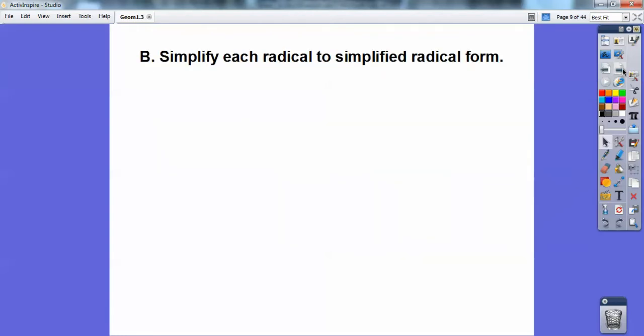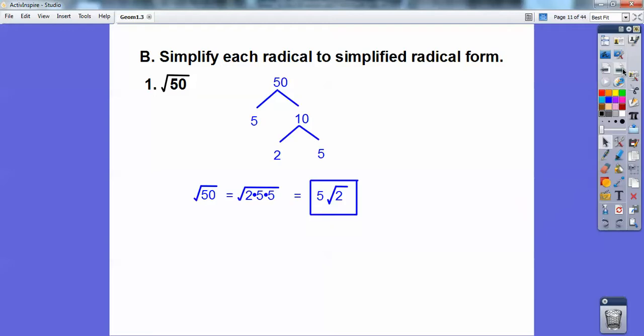Okay, let's try some of this. So first, let's simplify this radical. Go back to your algebra 1 class, because this is where we're going to be dealing with that distance formula. So say we have the square root of 50. You guys remember factor trees?